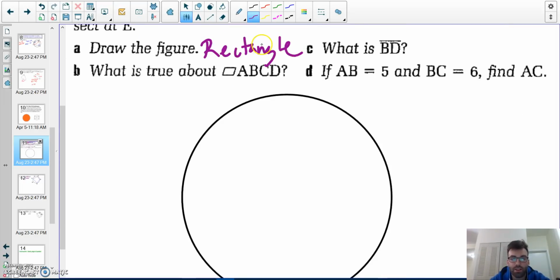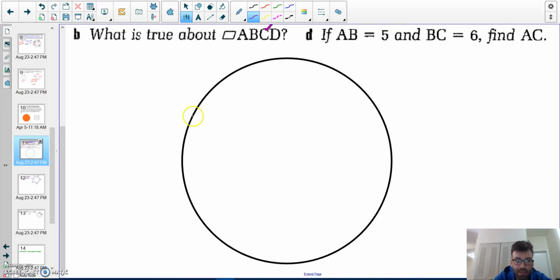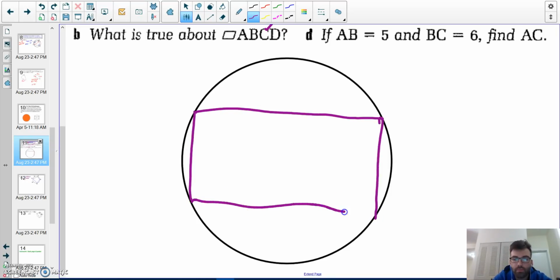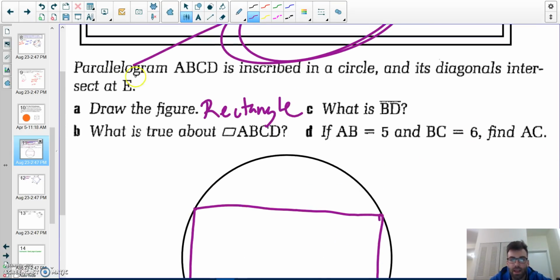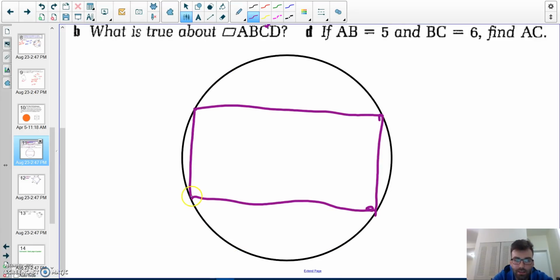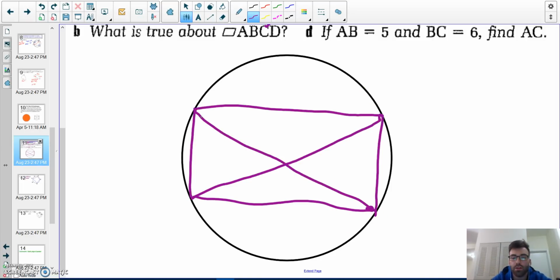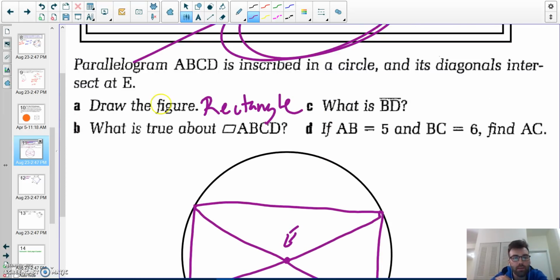So let's draw this figure. I'm going to draw my rectangle. That's pretty bad, but we're just going to go with it. It says draw a rectangle and its diagonals intersect at E. So this point is E. Draw the figure, check.